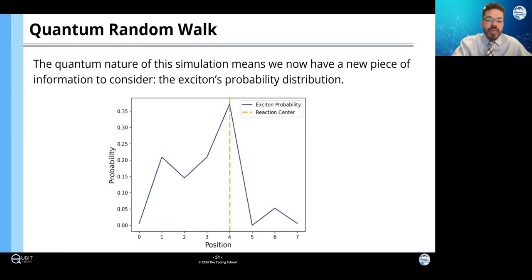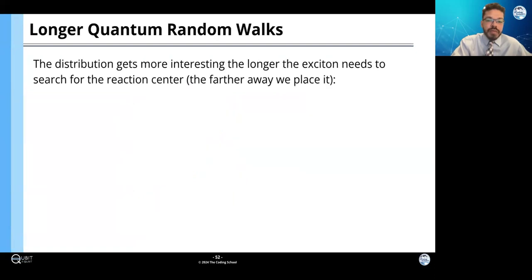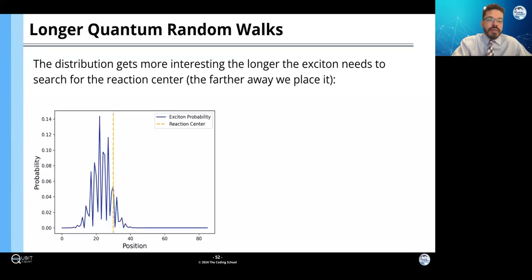Now that we've got this inherently quantum object, we have the exciton's probability distribution to consider. This is an example of the probability found for the state vector of the exciton being in a particular position. This exciton has a maximum probability of being found at the reaction center, which was 4. This distribution gets more interesting the longer the exciton needs to search. So let's place the starting position of the exciton and the reaction center farther away.